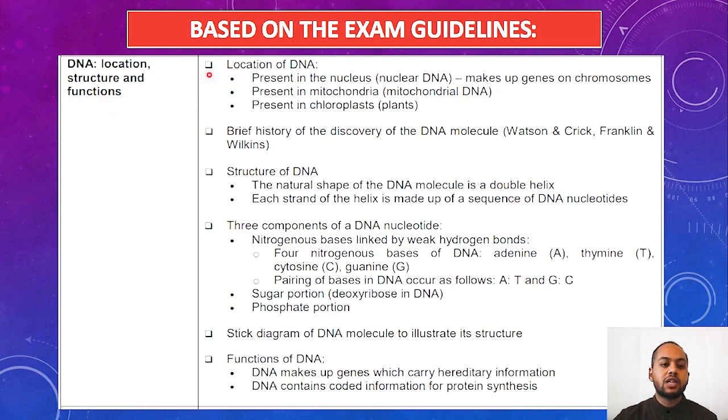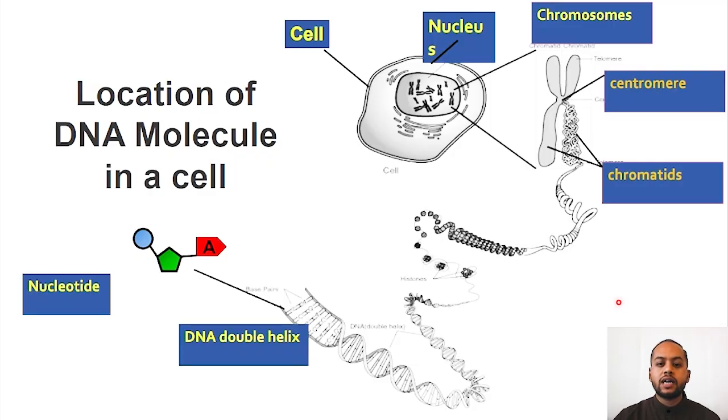The first aspect that we'll touch on will be the location of DNA. Firstly, we will look at DNA being present inside the nucleus, inside the mitochondria, and inside the chloroplast if it's a plant cell. If you have a look at this diagram, it clearly shows the location of the DNA molecule inside a cell. You will see that DNA, which is deoxyribonucleic acid, is mostly located inside the nucleus of a cell.